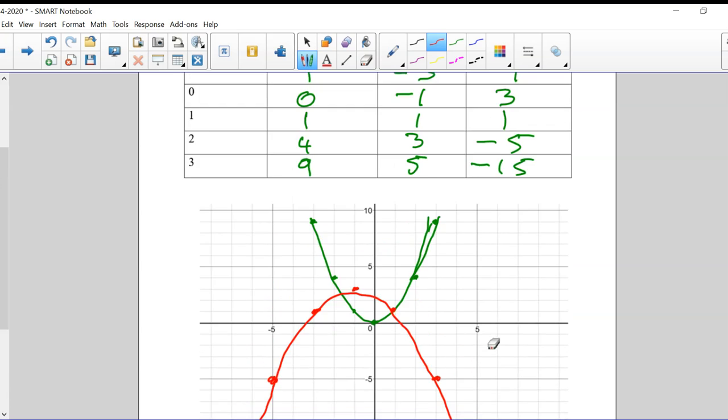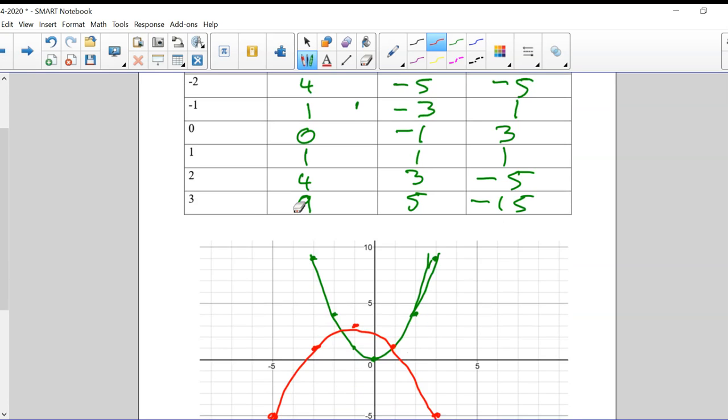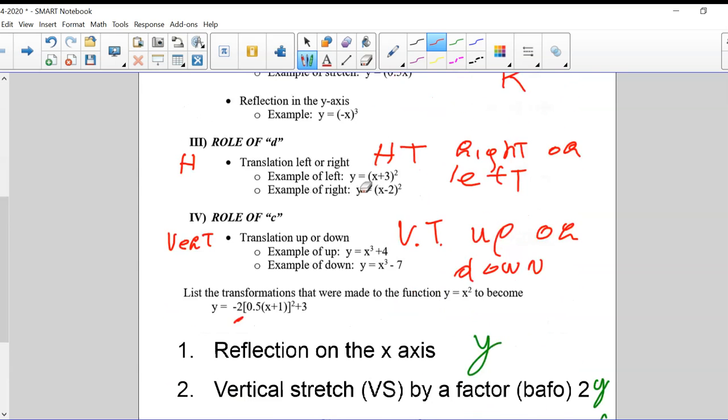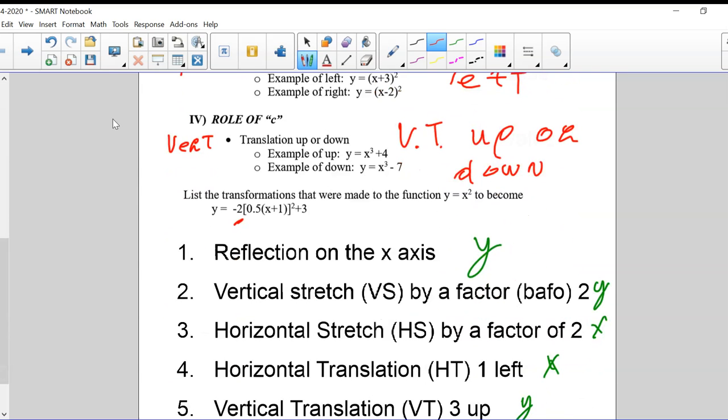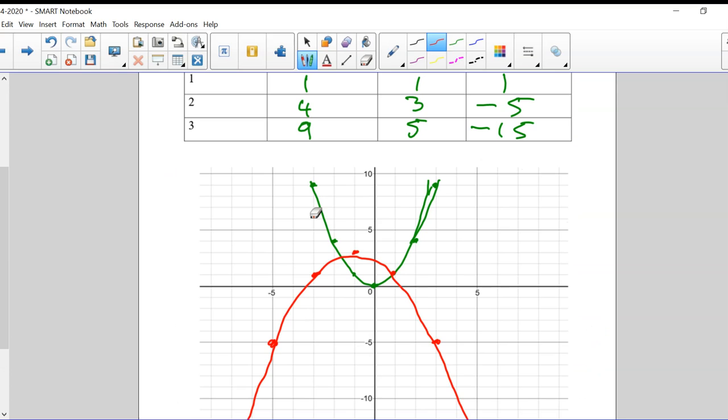But this function has all the features that we just talked about. It's been reflected on the x-axis. You can see it's now upside down. It's been flipped over onto the x-axis. It's been shifted up by 3. You can clearly see that. After we reflected it, we lifted it up by 3. It's horizontally wider than it was before. Look at how, compared to the first graph, it had a horizontal stretch by a factor of 2. So it's been stretched horizontally.